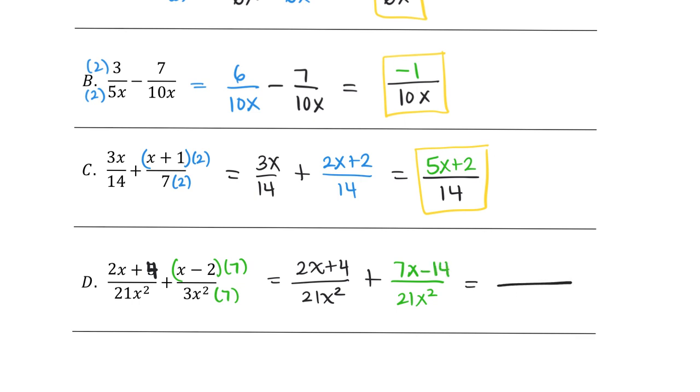Okay, common denominator is 21x squared. And if I do 2x plus 7x, I get 9x. And if I do 4 plus negative 14, I get negative 10. So my answer is (9x - 10) over 21x squared.